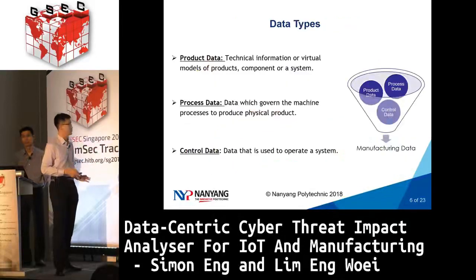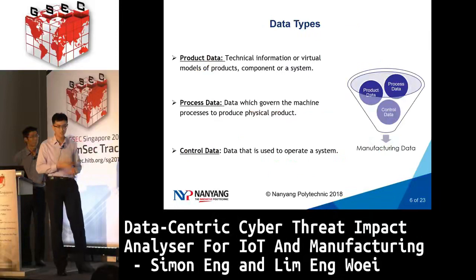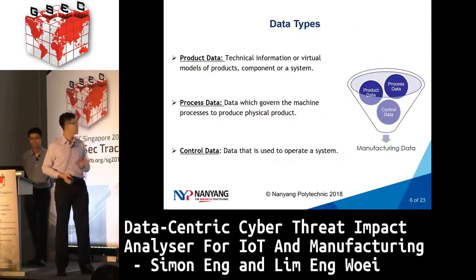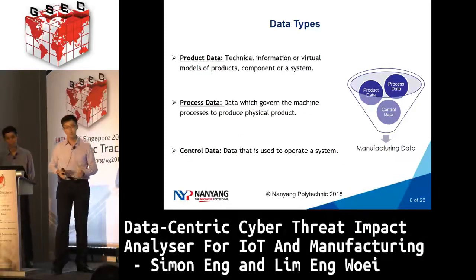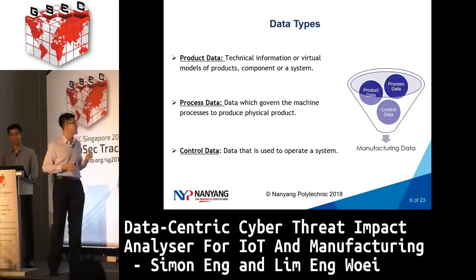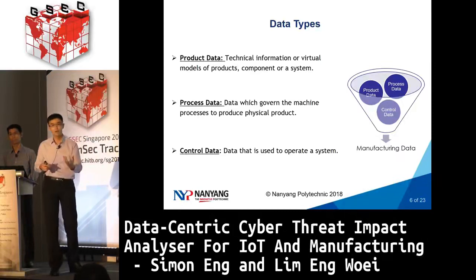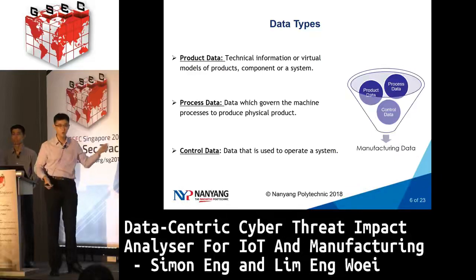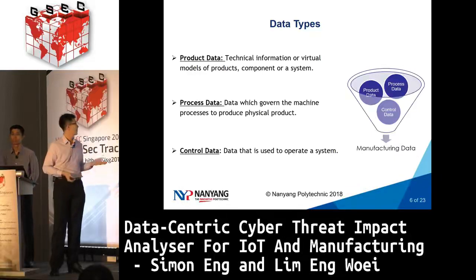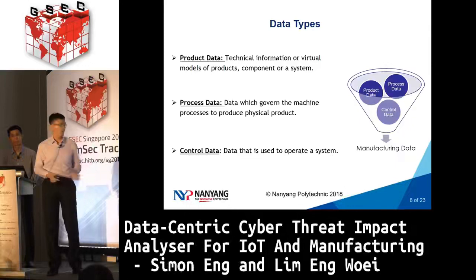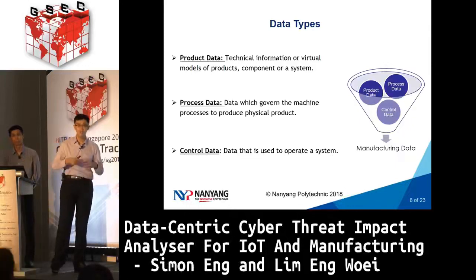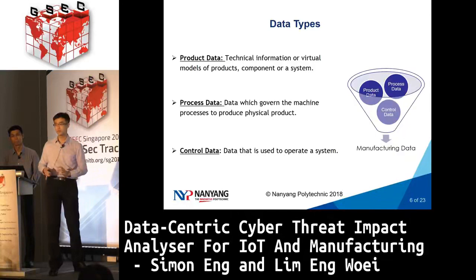And what kind of manufacturing data can we discover from this kind of environment? Broadly, there are only 3 types of data: product data, process data, and control data. Product data is the data that governs the product. So let's say today I'm fabricating an engine block. The product data will be the CAD model. And then process data is the data that we need to produce or fabricate this particular part. And the control data, particularly, is the data embedded on each of the machines.